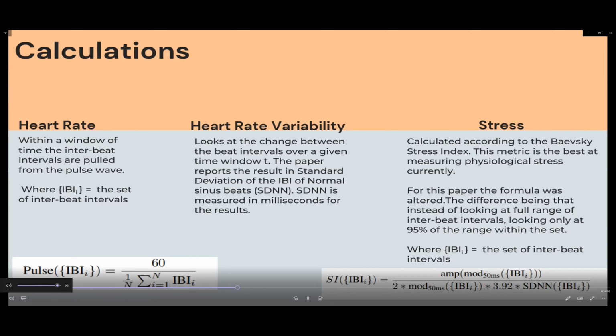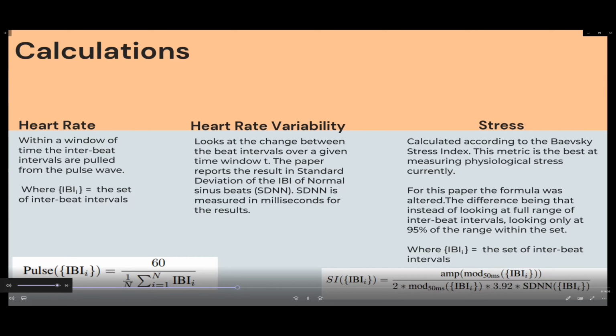And the difference between the standard Baevsky stress index and the one that this paper is using is on the very bottom in the denominator, the multiplication of 3.9 times SDNN of the entire set. That is the new variation they did on the stress index for this paper. Why they decided to change this is that the original formula looks across the entire span of every different set of interbeat intervals. It's looking at the full range of that.